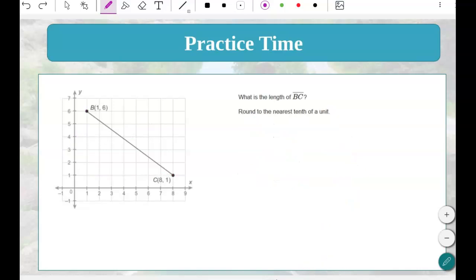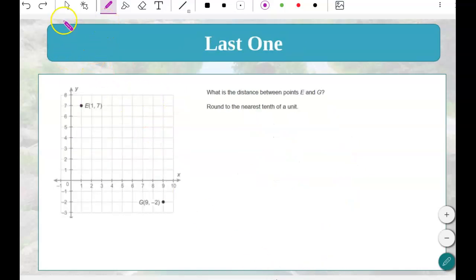All right, last one, here we go. Find the distance between E and G. So let's go ahead and draw some lines in. I can do it with my mouse. We're going to go down all the way to here because we have to line it up with that point there, G. We're going to go here. Then we're going to try to find this here.